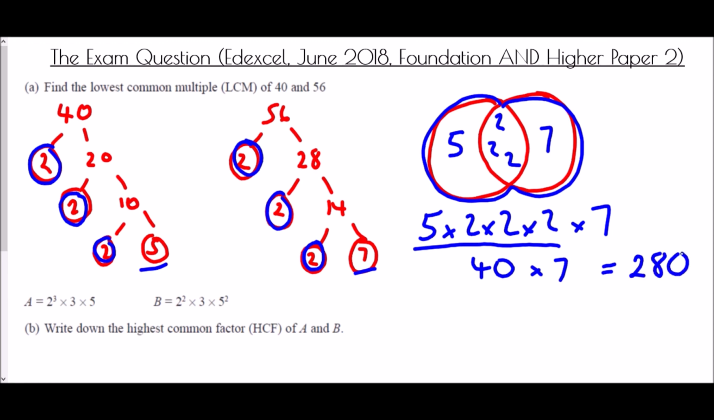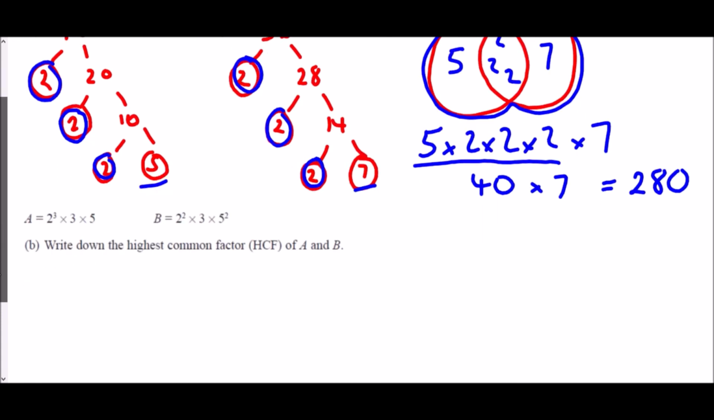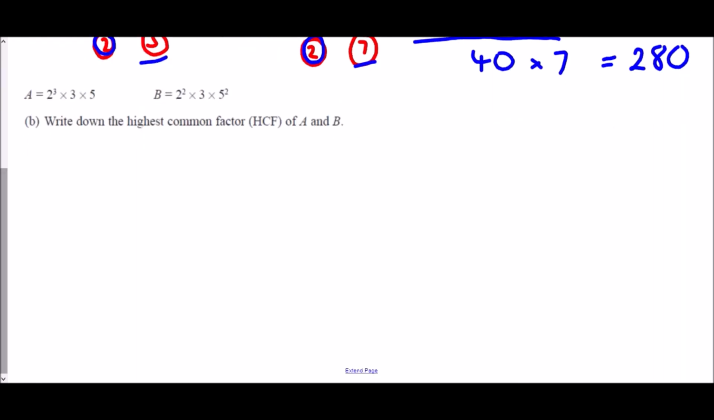The second part of this question, though, is most certainly all definitely about prime factors, because we've been given two values. We've been told that A is 2 cubed times 3 times 5, and that B is 2 squared times 3 times 5 squared. And so these are two values which have been written in index form of the prime factors. And it wants us to find the highest common factor of A and B.